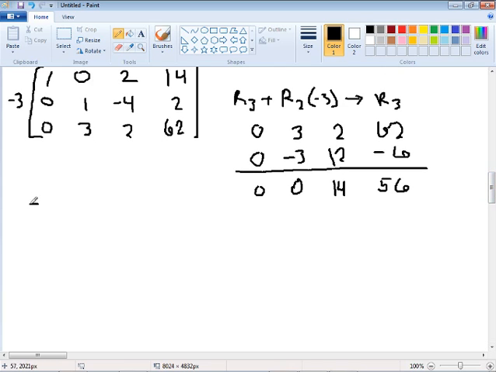So if I rewrite my matrix, I have 1, 0, 2, 14. 0, 1, -4, 2. And then this new row 3, 0, 0, 14, and 56.